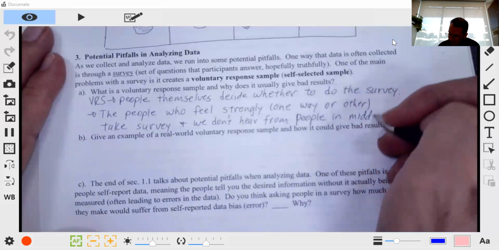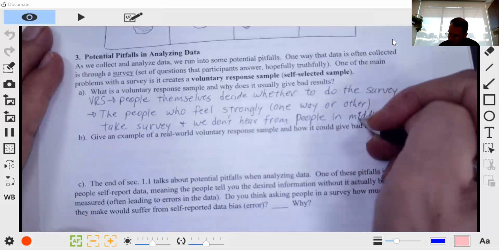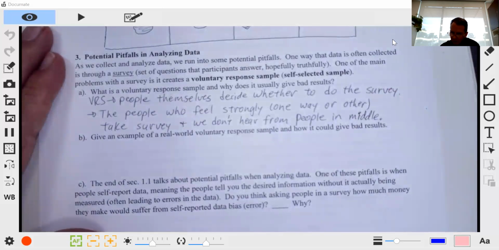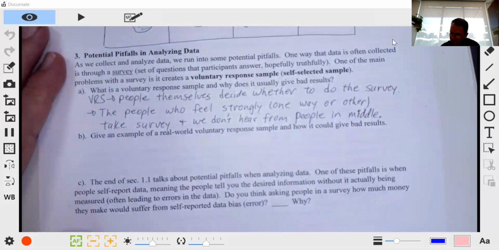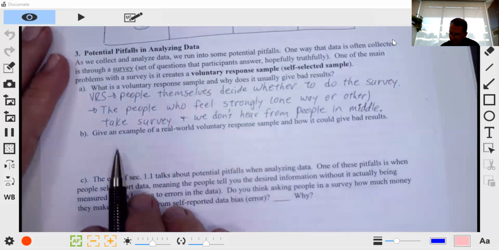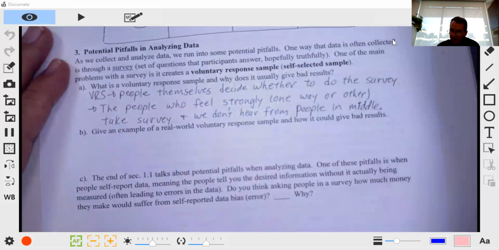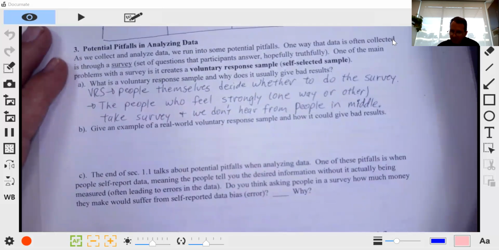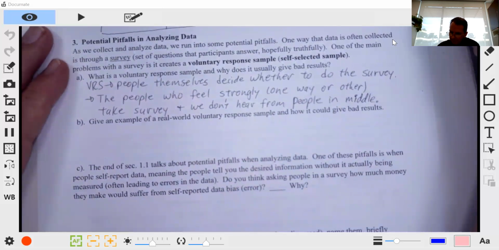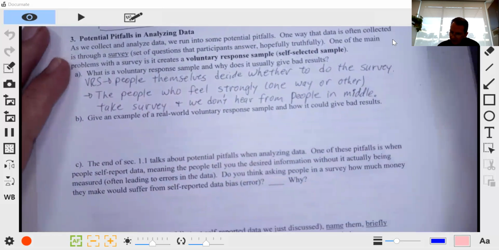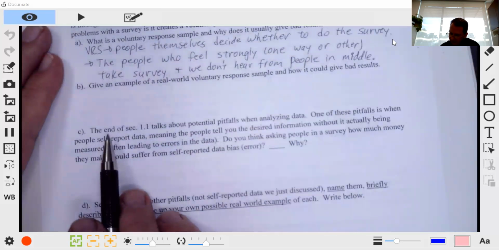Because of this, we don't get an accurate representation of what the entire group feels like, only the people at the extremes. Now, take a minute and give an example of a real-world voluntary sample and how it could give bad results. Where have you seen these in real life? Okay. All right, after you've done that, let's go to number 3C.